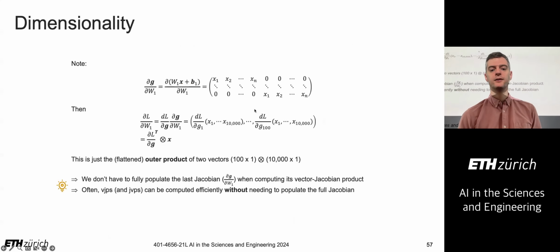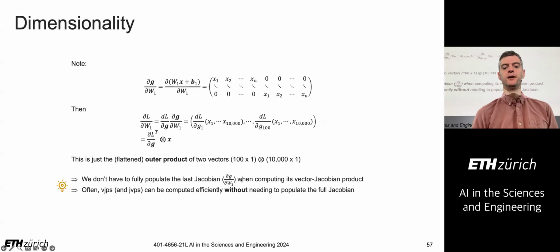So what I'm trying to say is we often don't need to compute explicitly or fully populate these Jacobians when we're doing these vector Jacobian products. Often we can just compute these vector Jacobian products efficiently without needing to fully populate that Jacobian. We can collapse that computation down into something that's much more tractable to compute.